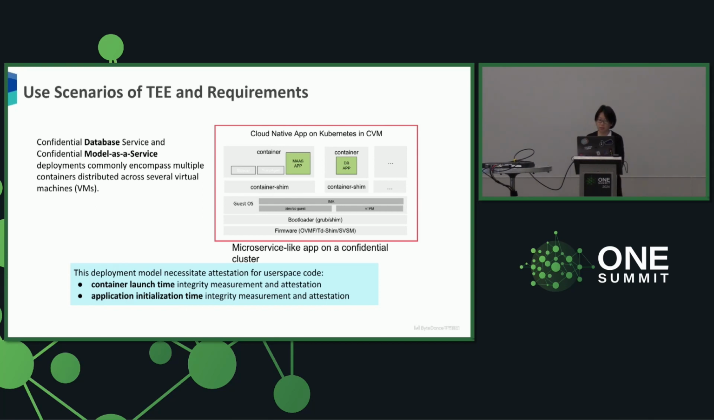So this deployment model has two stages. It ensures integrity measurement and attestation at the container launch time. It also ensures integrity measurement and attestation at application initialization time. So both the model vendors and the customers could get a third-party CA verified and attested boot record and event logs and verify from there.